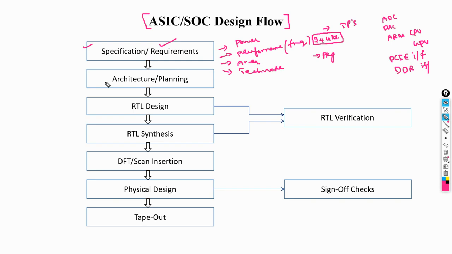So the next step would be that internally your management, your senior folks would get into the architecture and microarchitecture planning, in such a way that your power can be minimized and area can be minimized, and all of that. Okay, and then once you are done with that, the next thing would be RTL design.